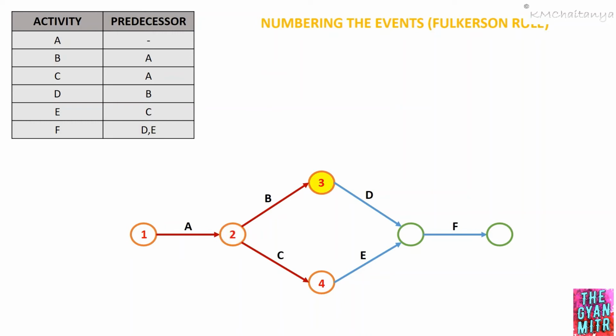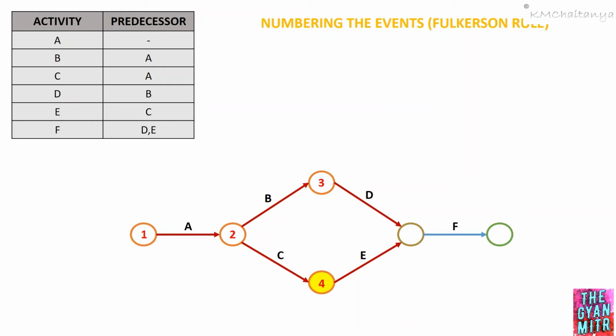From event number 3, we have only one activity that is starting, that is activity D. Now we are going to trace activity D. Now we have to move to event number 4. From event number 4, we have only one activity that is starting, which is activity E. Now we are going to trace activity E. Now we have traced both the activities.